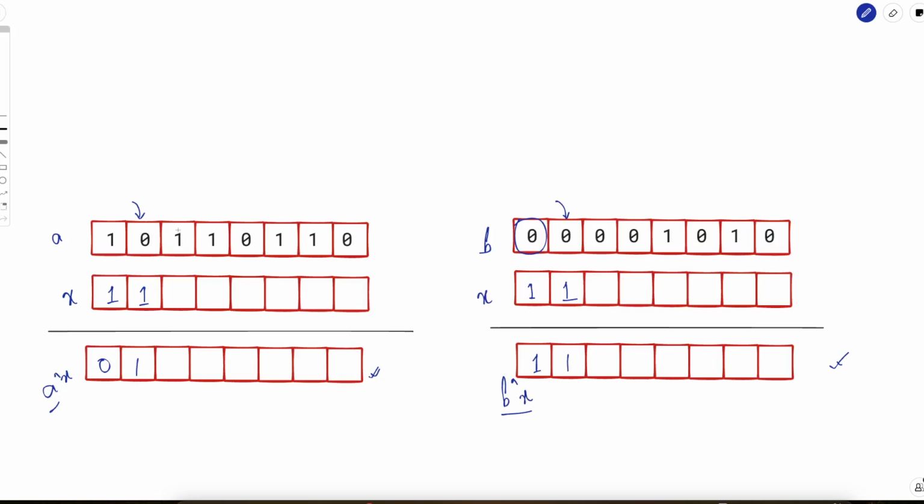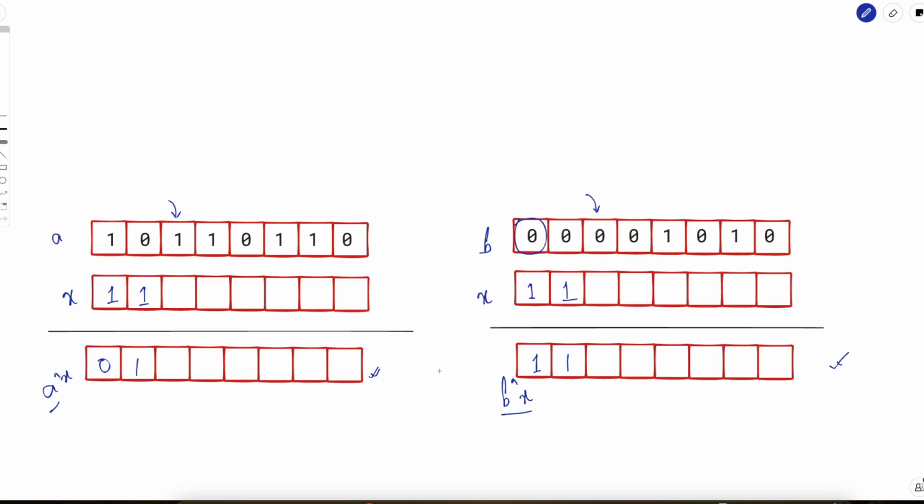Now the next bit is 1 here, next bit is 0 here. So again you have to decide two things. Either you can keep 0 here and keep it 1, or you can put 1 here and make it 0 and this one will become 1. So how will you decide?